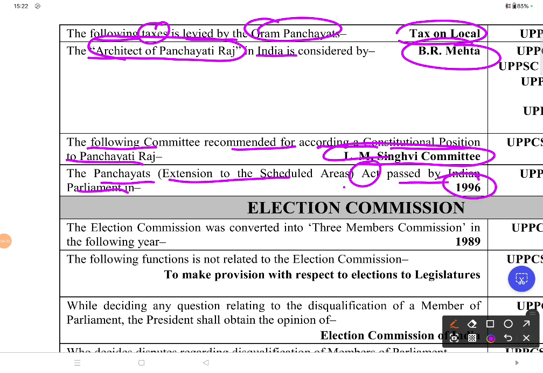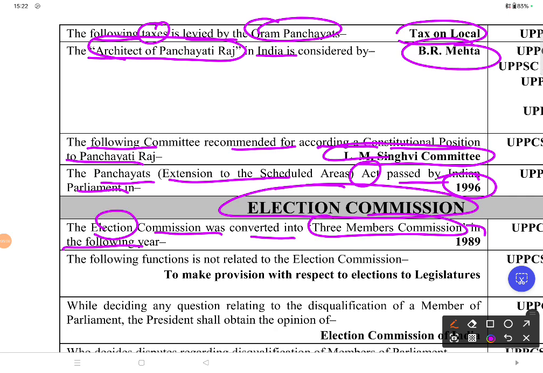Move on to the next chapter, that is Election Commission. The Election Commission was converted into a 3-member commission in the following year, 1989. The following function is not related to the Election Commission: to make provision with respect to elections to the legislatures.